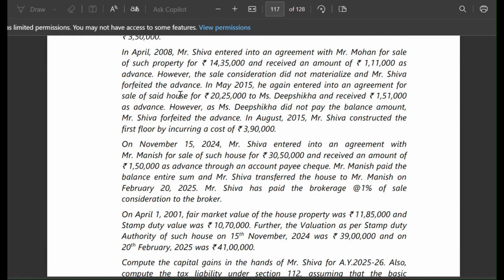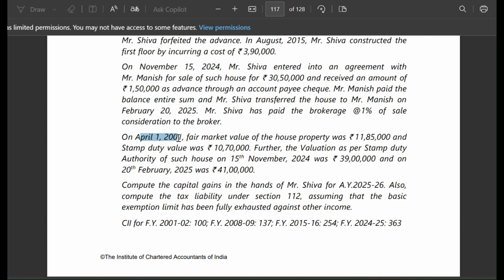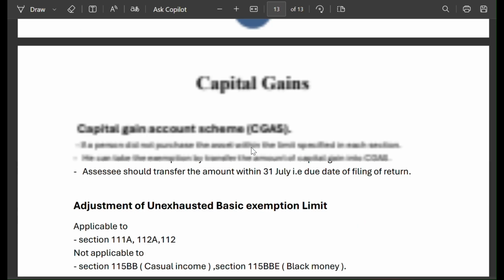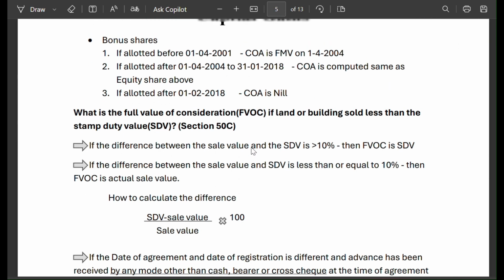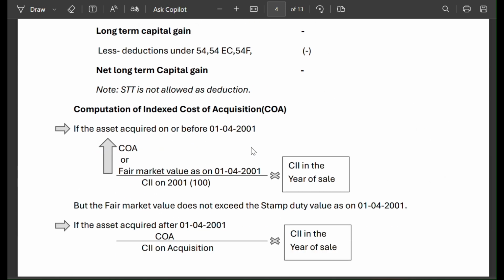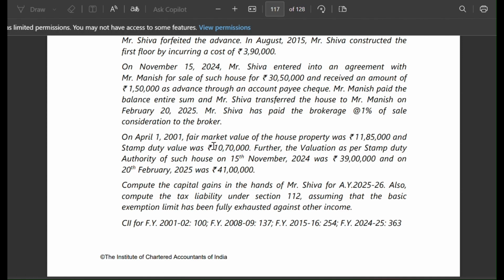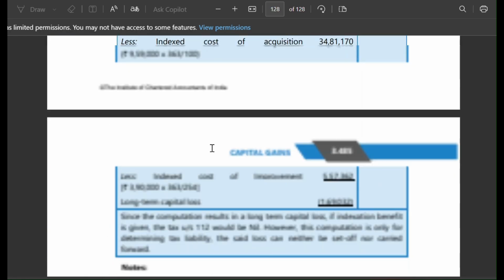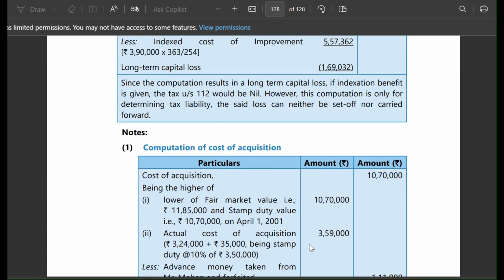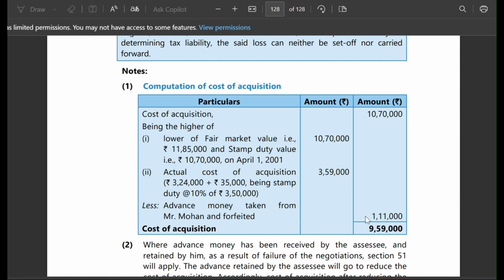So let's see. Here on April 2001, the fair market value was 11,85,000 and the stamp duty value was 10,70,000 only. If we recall section 50C, for the indexed cost of acquisition we take the cost of acquisition or fair market value as on 1/4/2001. But the fair market value should not exceed the stamp duty value as on 1/4/2001. So here you should take the fair market value as the stamp duty value, that is 10,70,000 only. Let's see the answer. Here they have taken only 10,70,000 after removing the forfeited advance amount of 1,11,000.